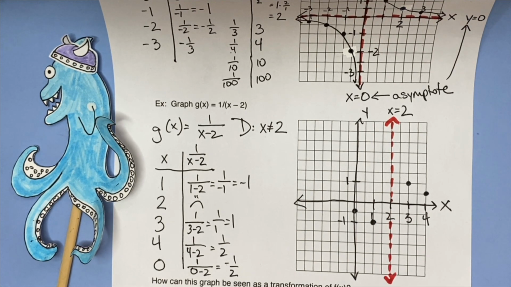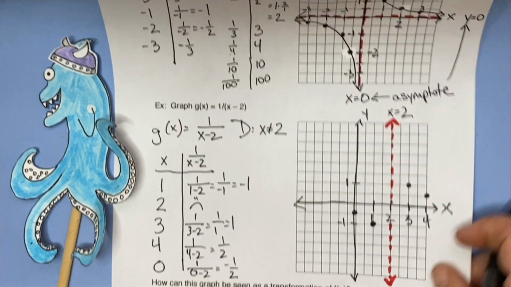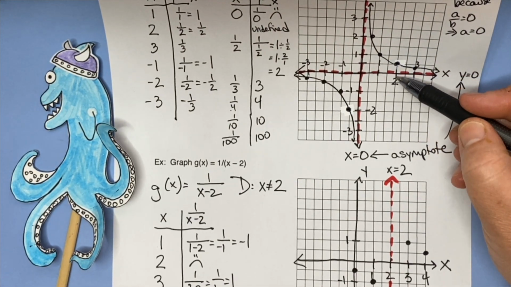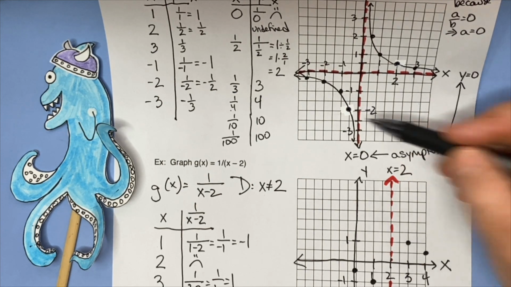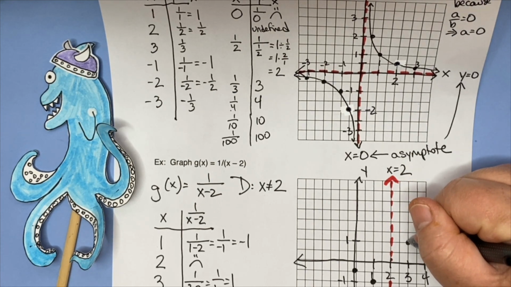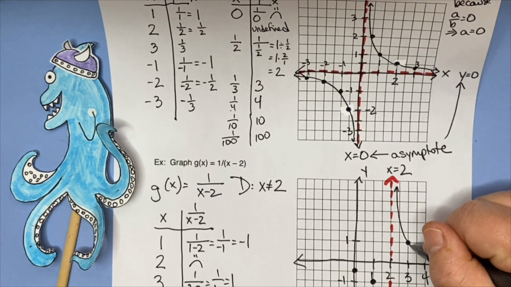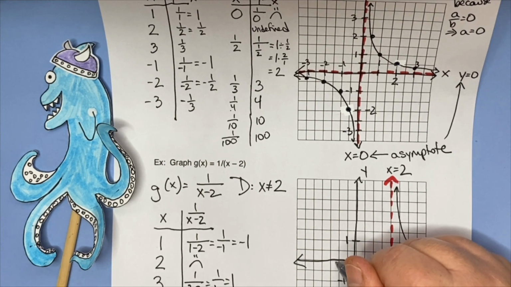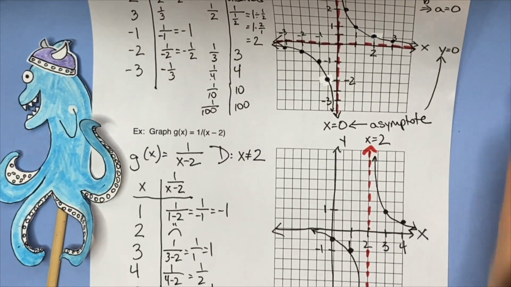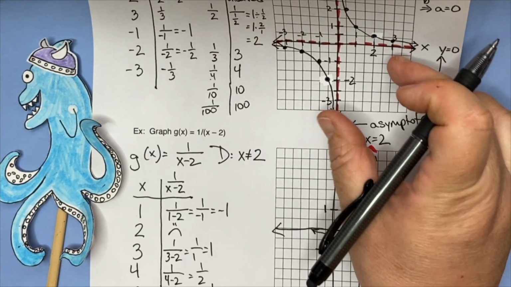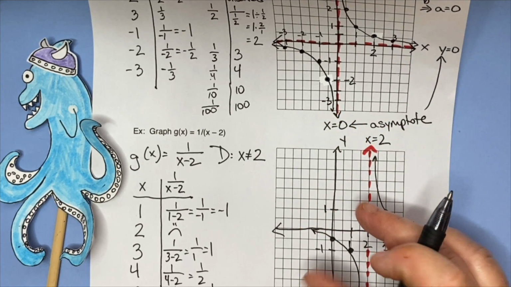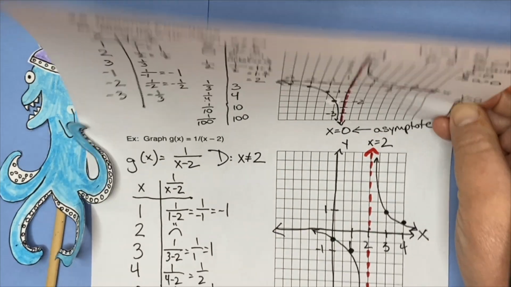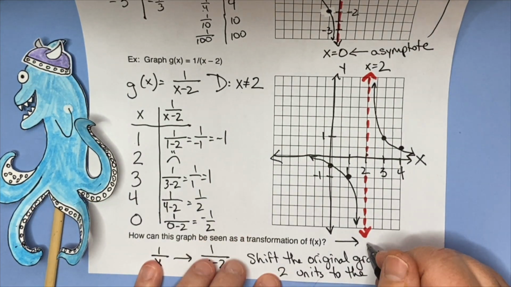And can I convince you that this looks a lot like right there and right there, these two parts, and our graph actually looks something like this, because it is just a right shift. So we took this whole graph and we shifted this to the right 2 units.